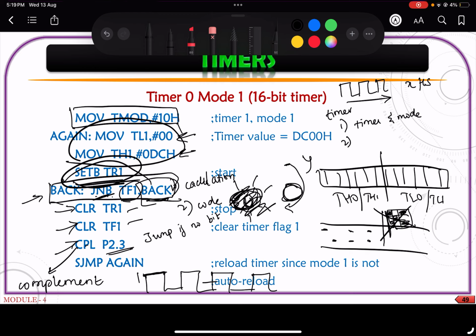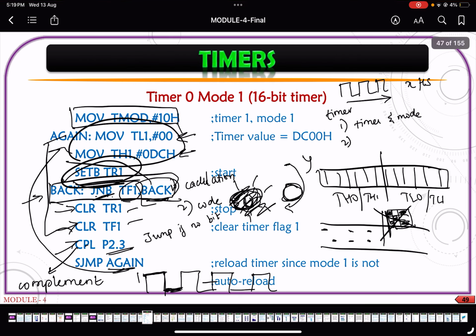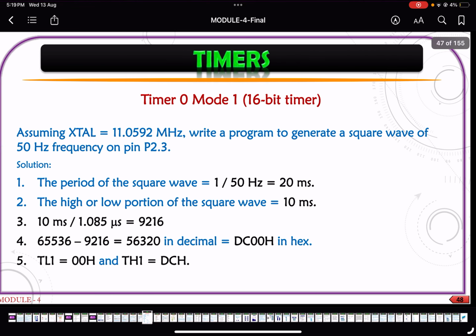Then SJMP again, which means you again load up the timer with the same value. Again, you start counting. All of these functions are going to take some time. That is how you generate the square wave. That is how you get the wave. I've explained this in my previous video as well, about IO ports. So yeah, that's a basic code on how timers work.